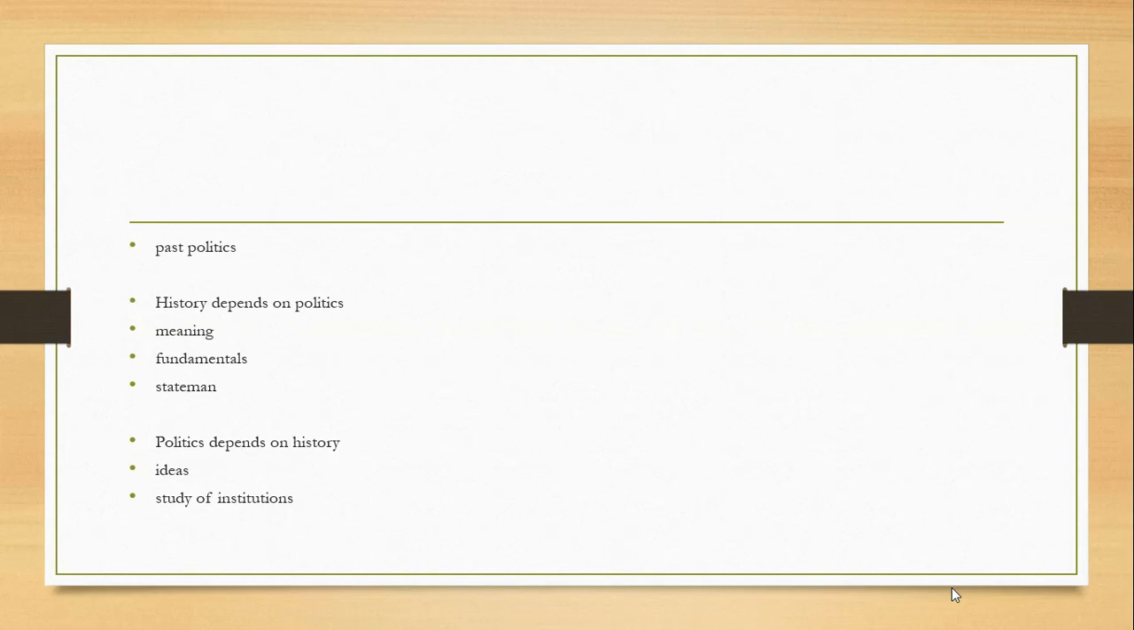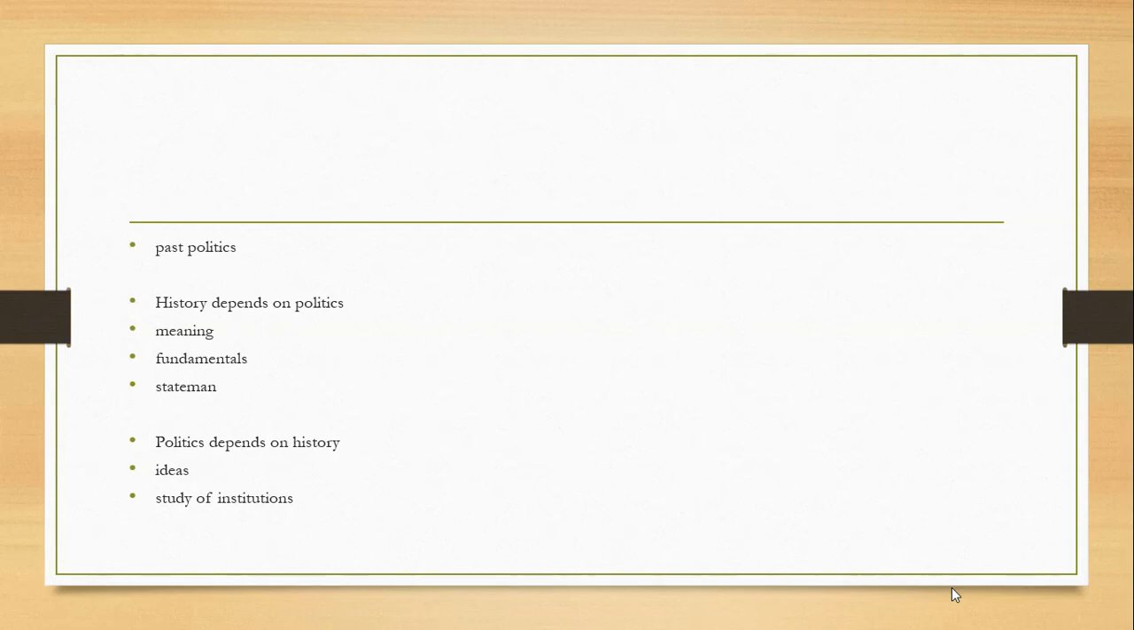Now let us look at it the other way around. Politics too depends on history. For example, if you see Aristotle, Plato, and others, they all came up with their political ideas. How did they come up with them? They looked into the society's history. So they got their ideas looking into the states, the rule, democracy, monarchy, oligarchy, anything. They derived their ideas from looking into the history of society.